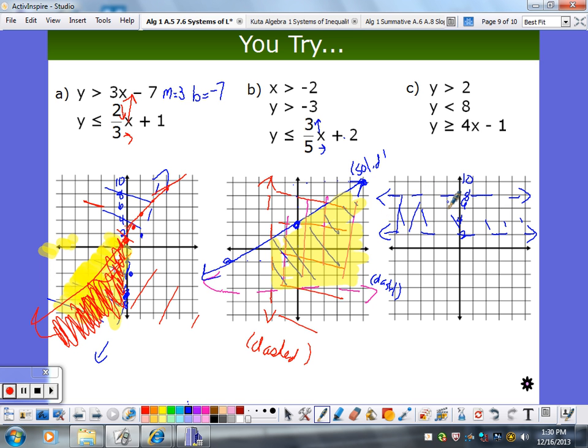So far I'm just in this little piece here. Now y has to be greater than 4x minus 1. So I go to negative 1. Up 4, 1, 2, 3, 4, right 1. Or down 4, left 1. This one's going to be a solid line. And it's greater than, so above. So that's this way. So it looks like this is my region.